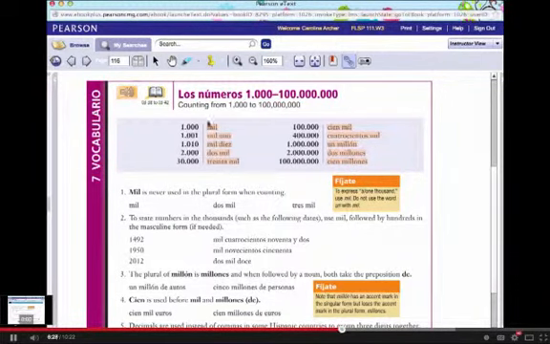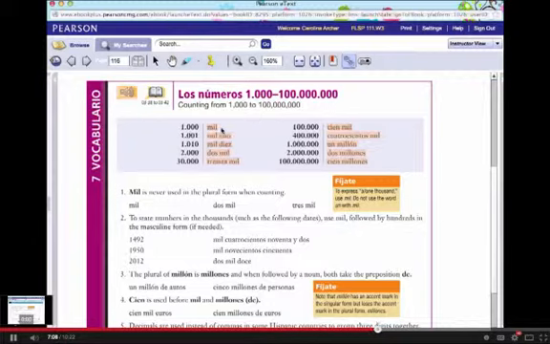So we have 1000, and we can combine 1000 with all the numbers that we learned before. 1001, 1002, 1003, 1004, 1010, 1020, 1250, and then you combine the other numbers that you learned. And of course, then we have 2000, 3000, 4000, 5000, 6000, 7000. Everything that you learned before plus 1000. 30,000, 100,000.